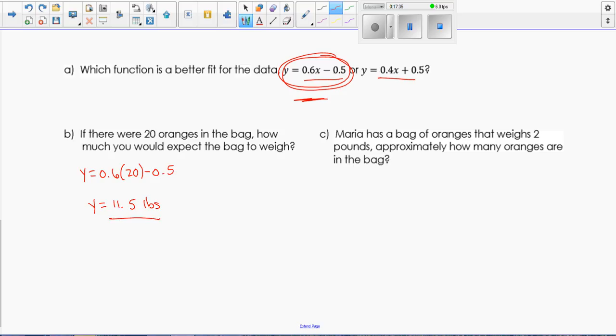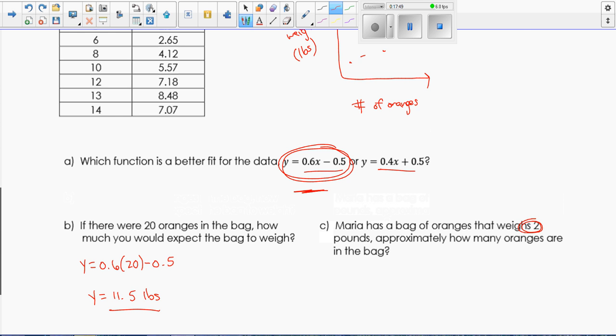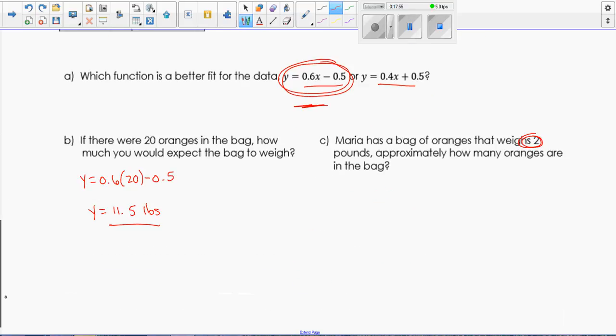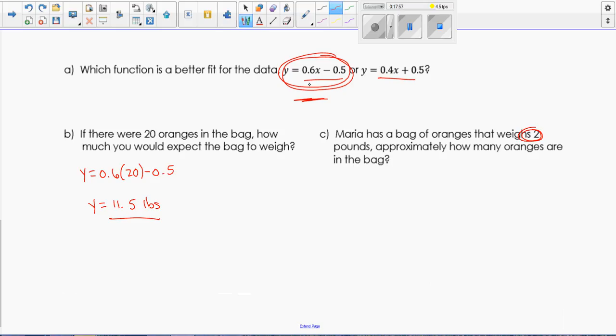Okay. The next part says that Maria has a bag of oranges that weighs 2 pounds. Approximately how many oranges are in the bag? Well, in this case we're talking about 2 pounds, and if we look at my table of values, weight in pounds is your y value, so that means that my y is 2. So when I look at this equation right here, I'm actually going to say that 2 equals 0.6x minus 0.5.